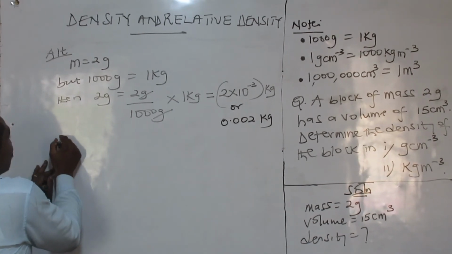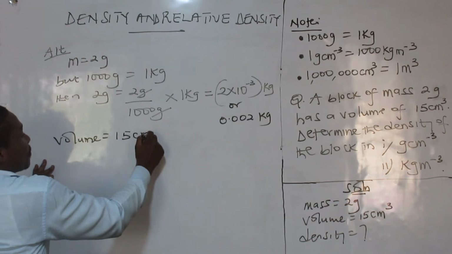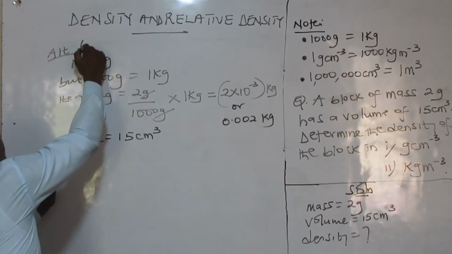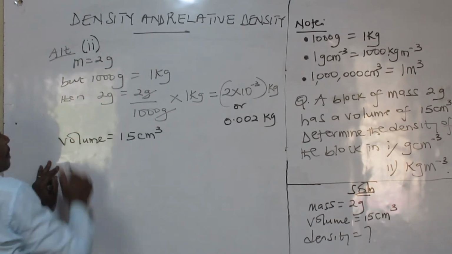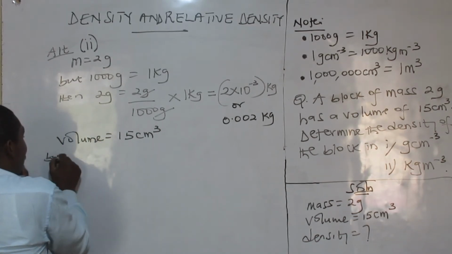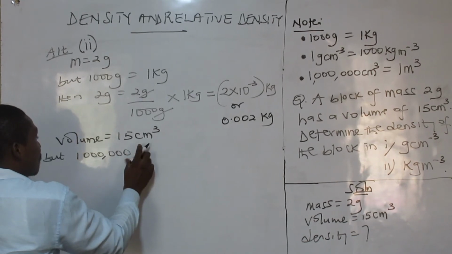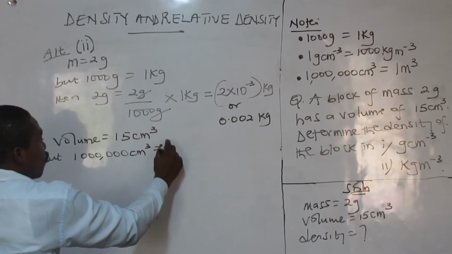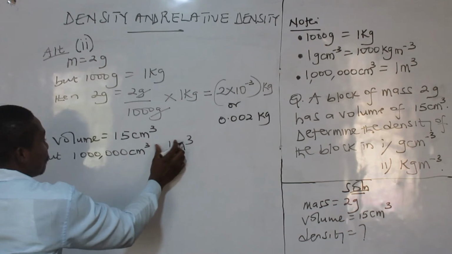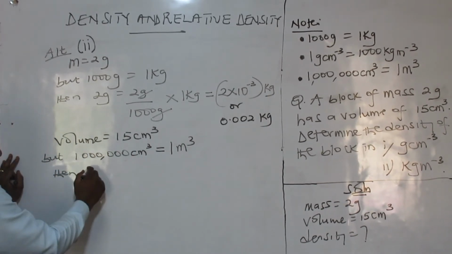Now let's look at the volume. The volume happens to be 15 centimeter cube. So I am doing the alternative for the second one. The volume happens to be 15 centimeter cube. But we know that 1 million centimeter cube is equal to 1 meter cube. Then, what will 15 centimeter cube give me?